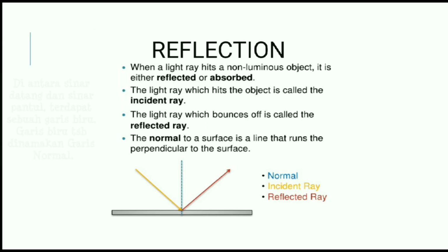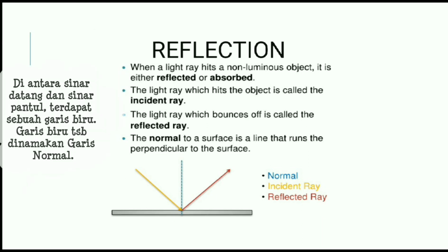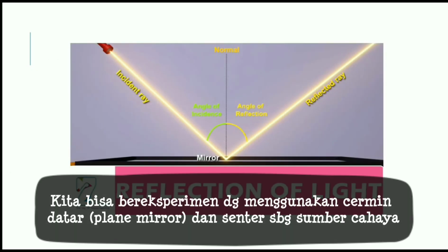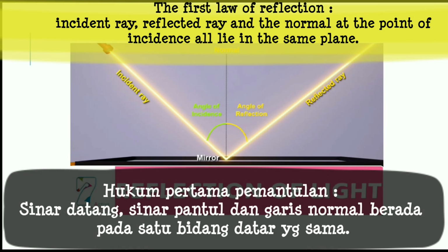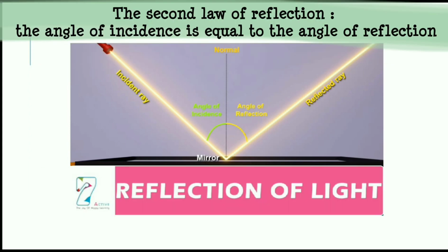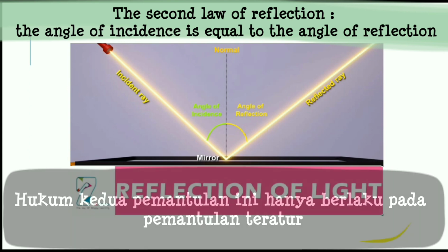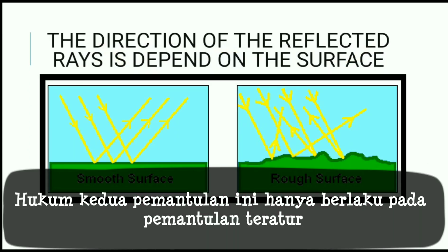Okay, so between the incident ray and the reflected ray, there is a blue line. That blue line is called the normal. We can do an experiment using a flashlight as the light source and also a mirror. Please remember that the first law of reflection is: the incident ray, the reflected ray, and the normal all lie in the same plane. And then the second law of reflection: the angle of incidence is equal to the angle of reflection. So this law only occurs in regular reflection.